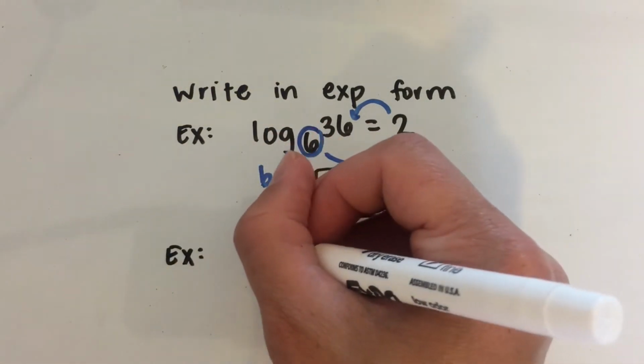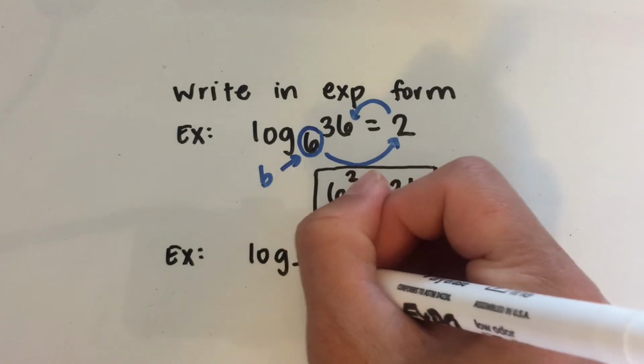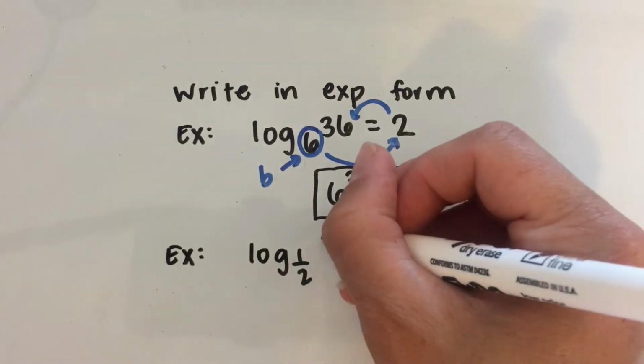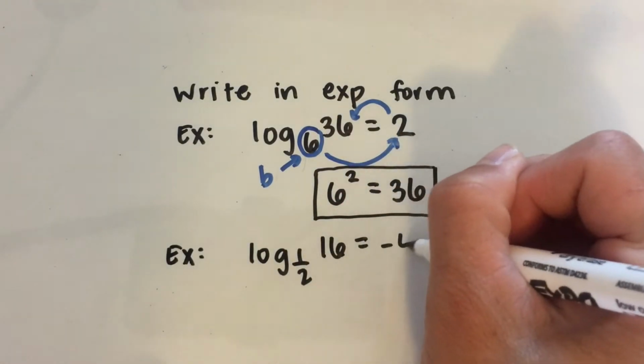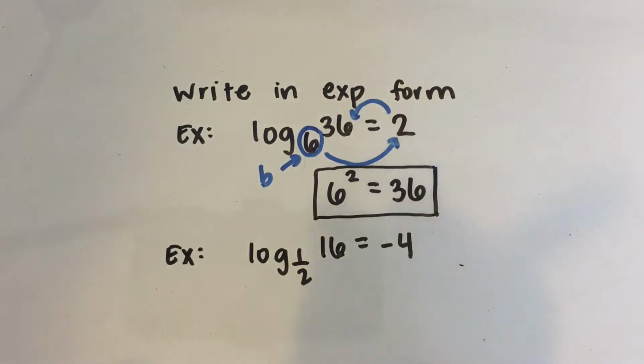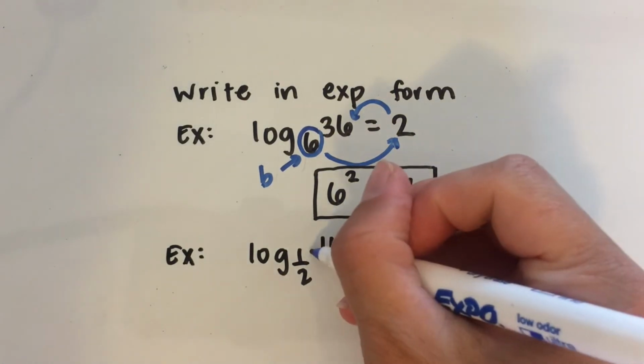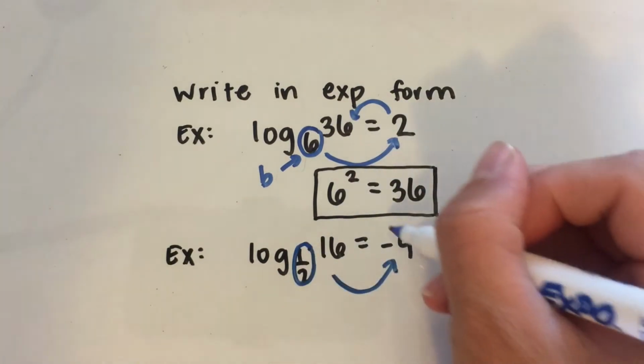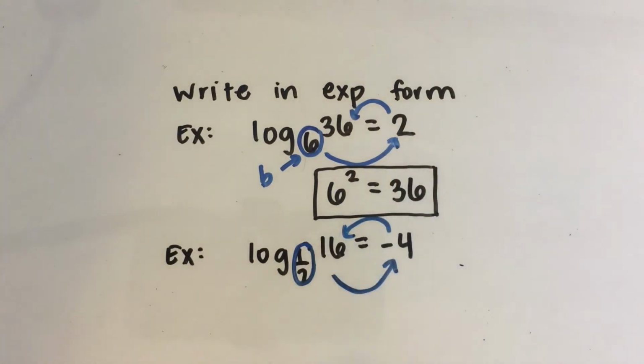My next example is log base 1/2 of 16 equals -4. My base is 1/2. And I'm going to take that to the -4 power and set it equal to 16.